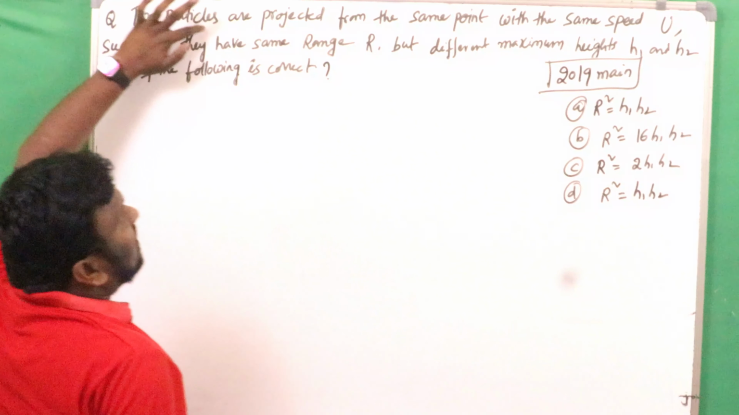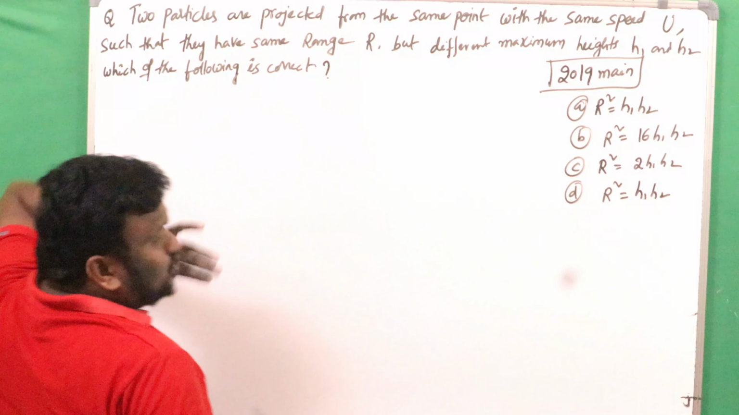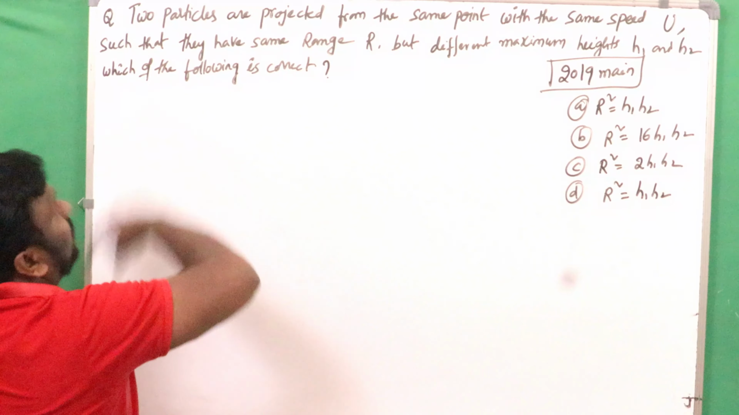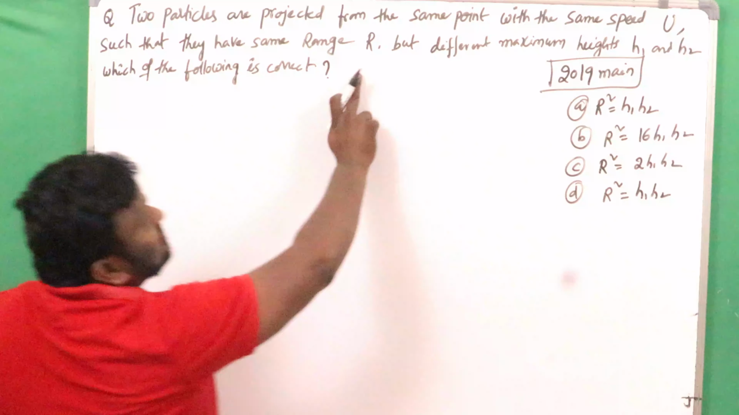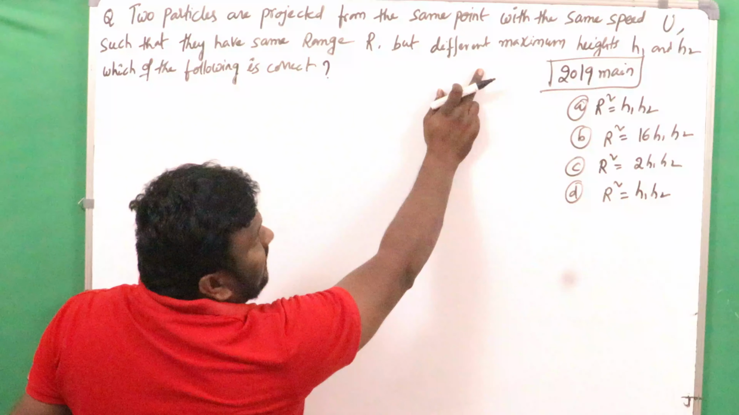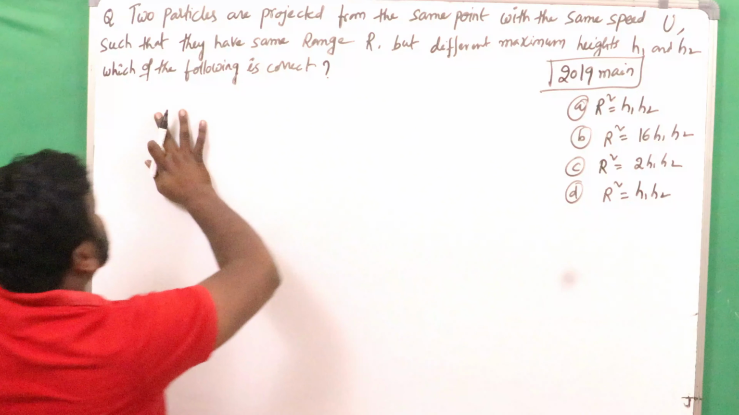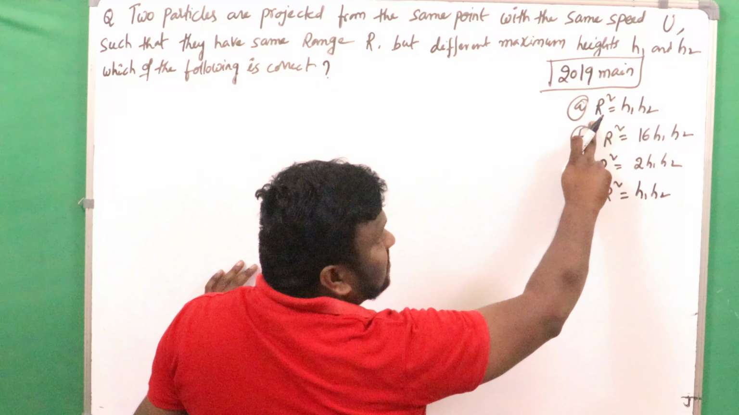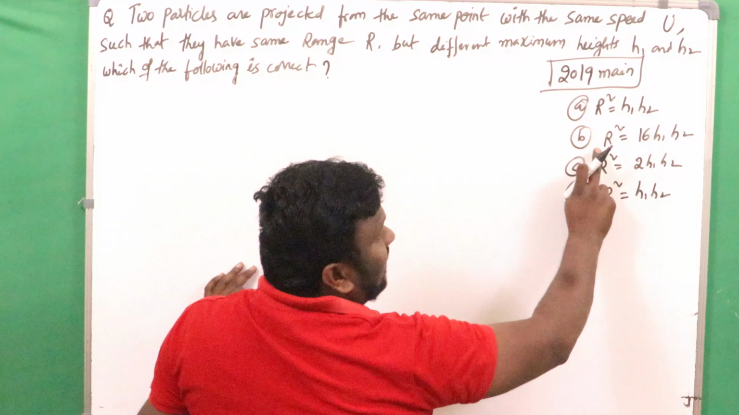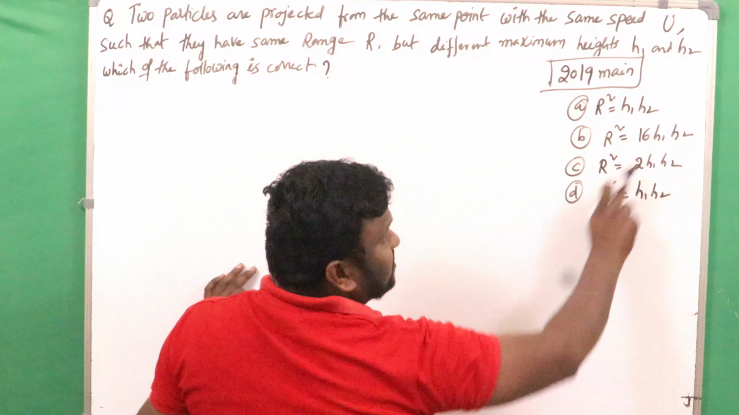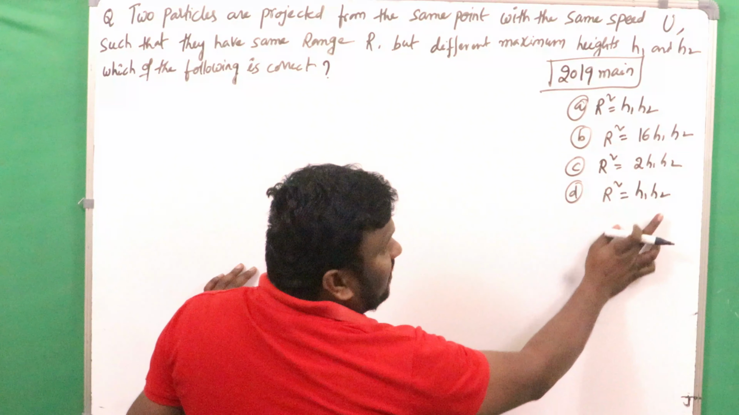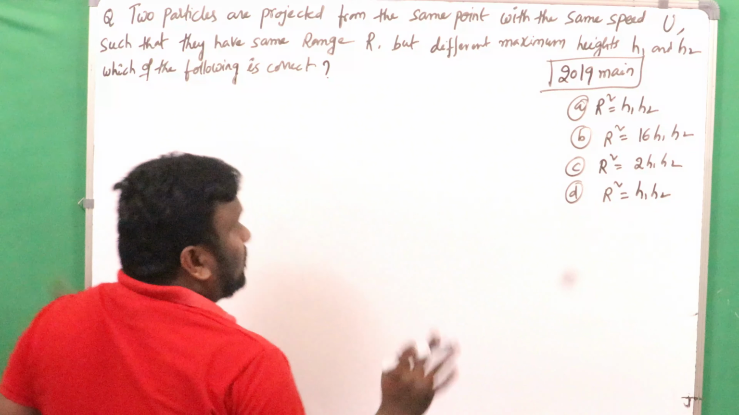Two particles are projected from the same point with same speed such that they have same range r but different maximum heights h1 and h2. Which of the following is correct? Options are given. R square is equal to h1 h2, R square is equal to 16 h1 h2, R square is equal to 2 h1 h2, and R square is equal to h1 h2.